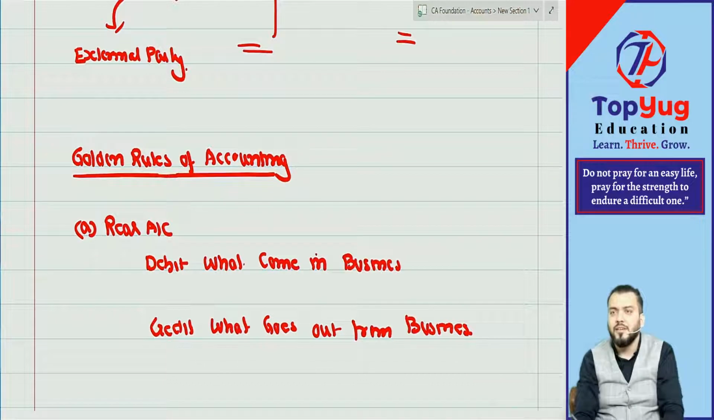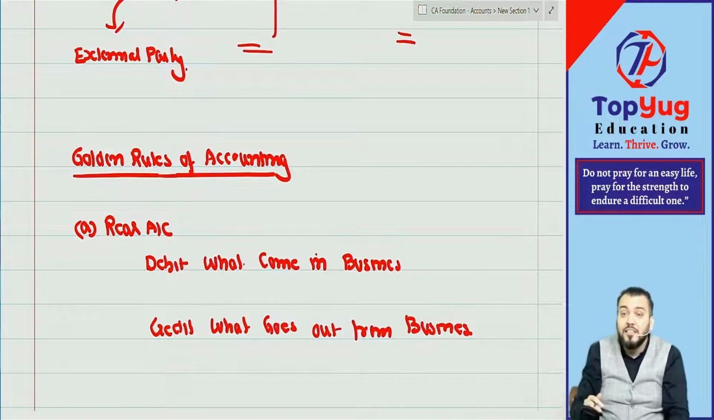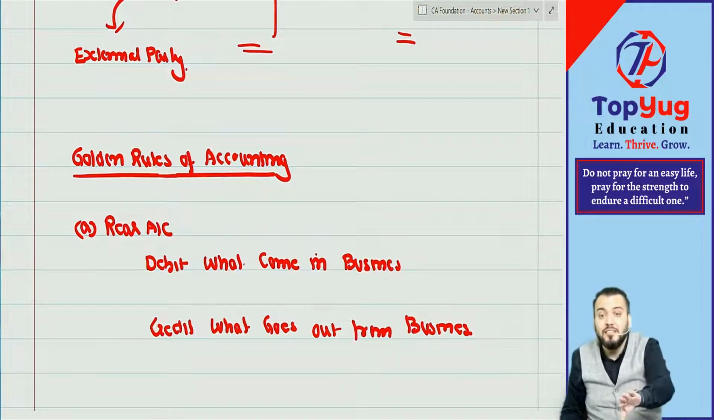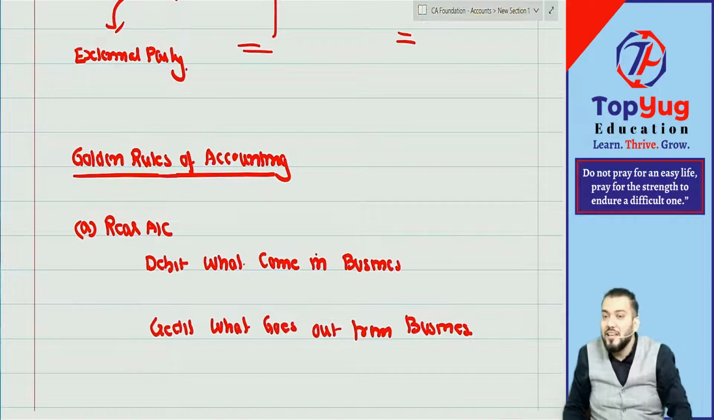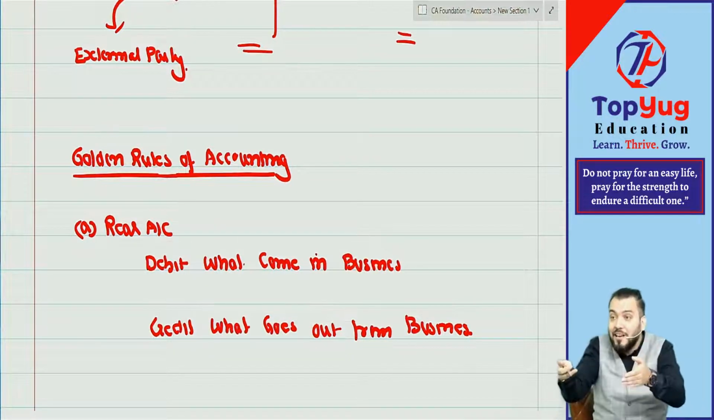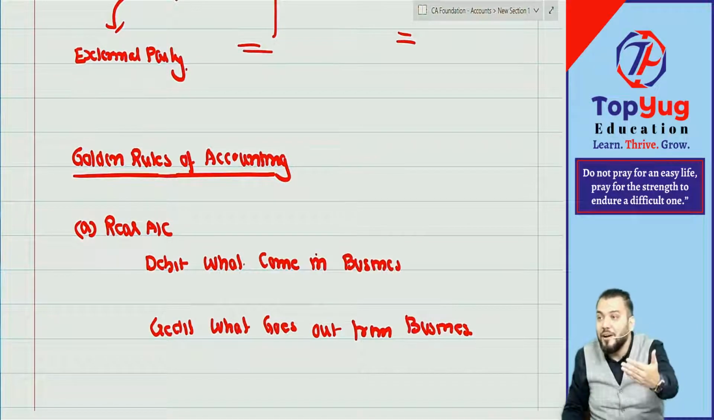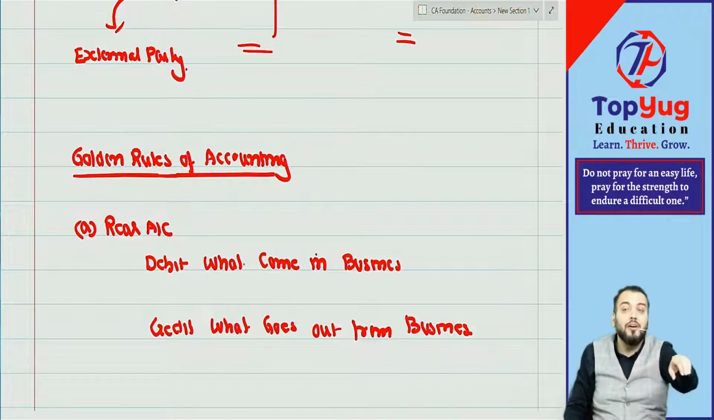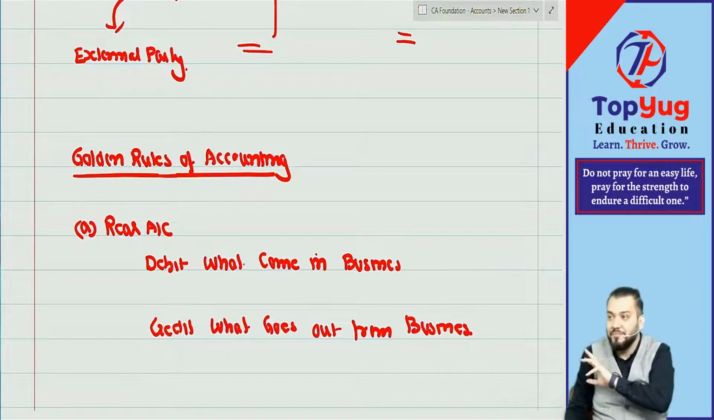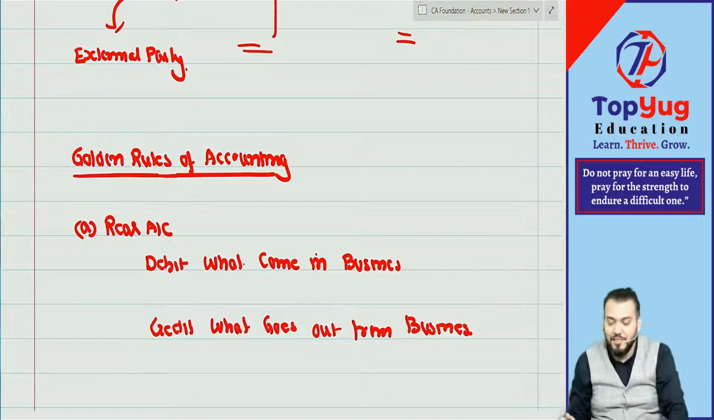Simple. If I am saying real account is an asset, so if asset is coming in, the asset account will be debited. If asset is going out, then the asset account will be credited. Simple. Understood? You need to find out whether the camera is coming in or going out. If the camera is coming in, camera account will be debited; if the camera is going out, then camera account will be credited.